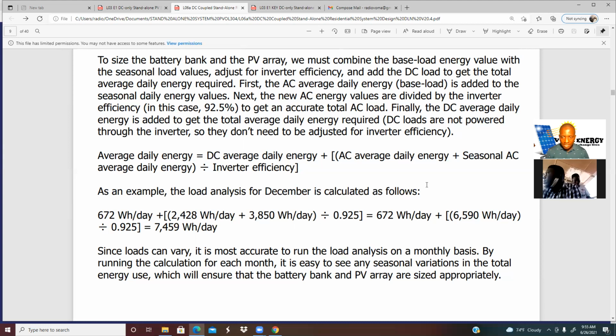Now let's move forward. So what it says here, the DC average daily watt-hour is 672. The AC here is 2,428. The seasonal watt-hour is 3,850.